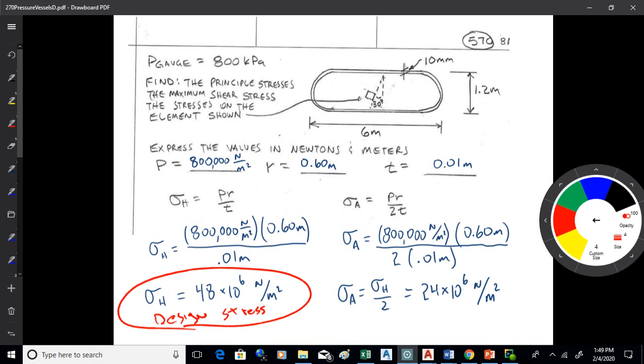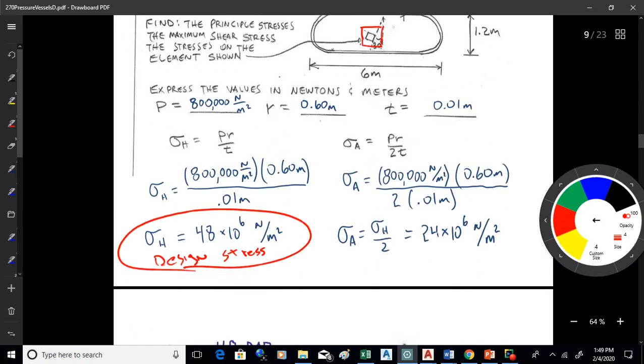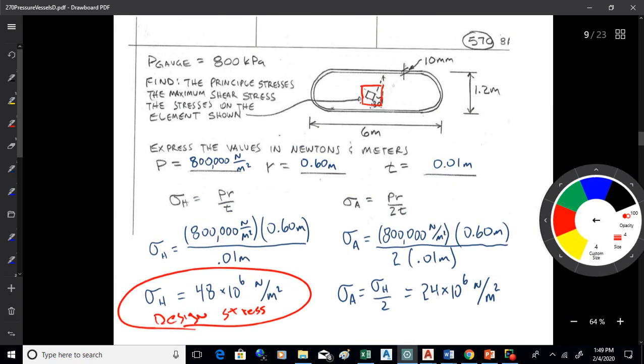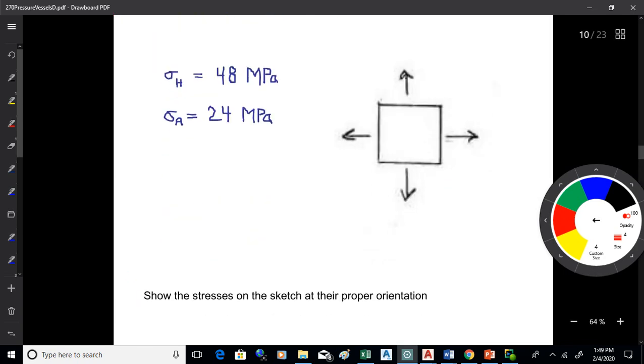But let's go a little bit biaxial on this, okay? So to do that, we need to drop our little biaxial element. So somewhere in here, we've got a little bit of a square element. Let's put the stresses on that, okay? We good with all this stuff here? So we got just a minute. Let's go ahead and do that. So let's get those hoop and axial stresses on that element. Which one acts which way? Which way does the hoop act, and which way does the axial act?